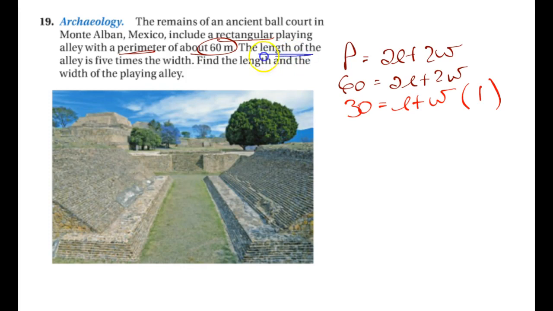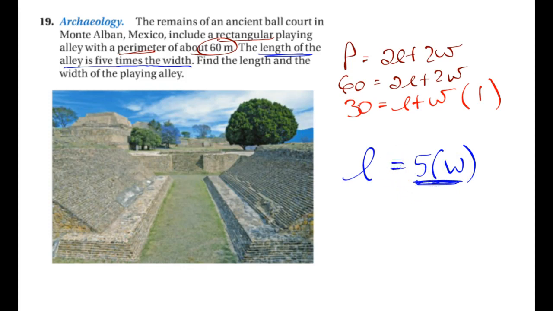Let's keep reading. The length is 5 times the width. So the length is, and then 5 times the width means multiply 5 times the width. So if the length is already greater than the width, I'm going to have to multiply the width by 5 in order for it to be equal or balanced.